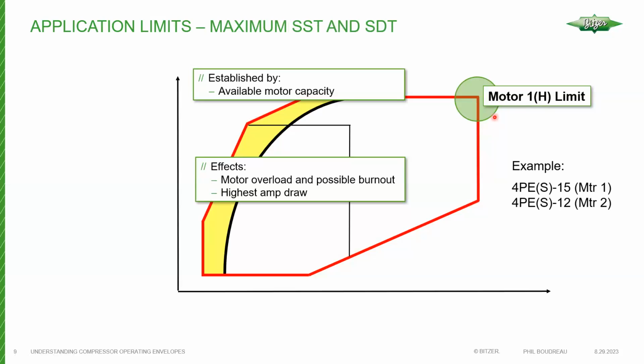This area up here is our motor 1 area. You may recall these two lines indicate the limits for motor 2. So for motor 1, this is your maximum saturated suction temperature, and this is your maximum saturated discharge temperature. This is basically the most we can expect to get out of the compressor in terms of its maximum pressures. If you exceed those values, it's likely that the compressor will overload. And if this happens for long periods of time, it will eventually lead to motor burnout.